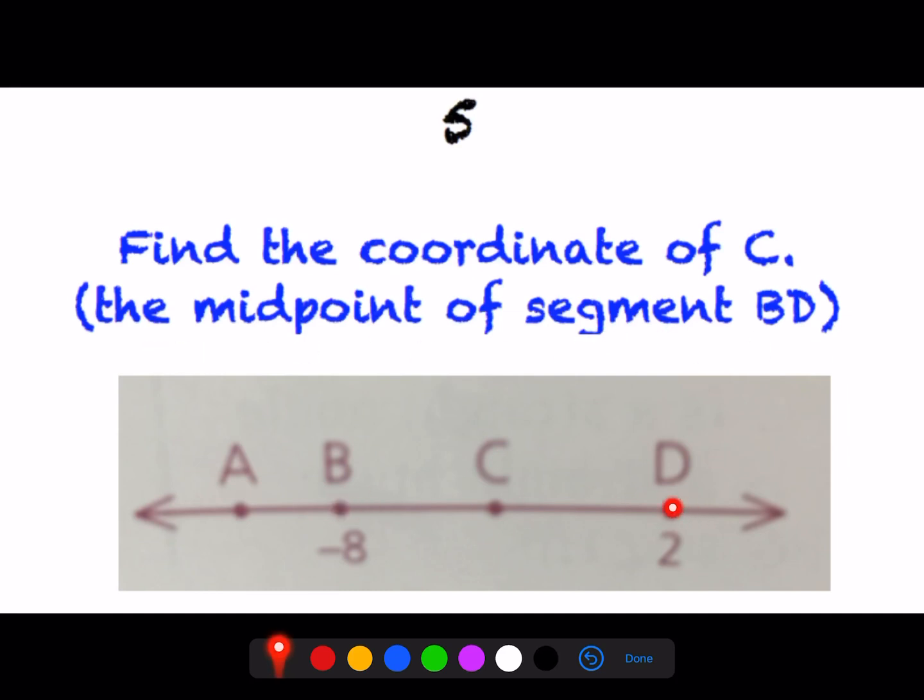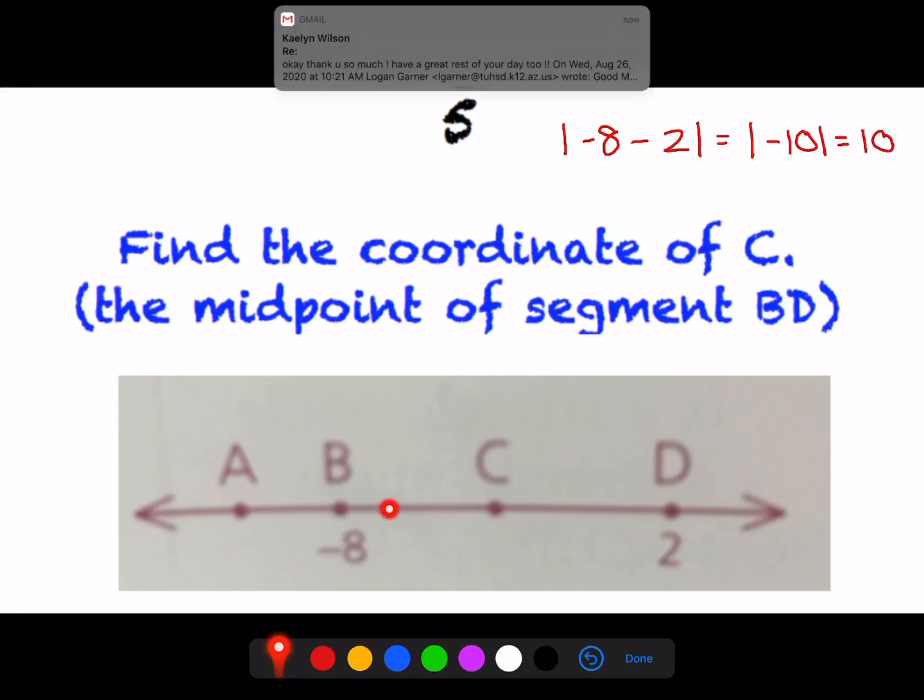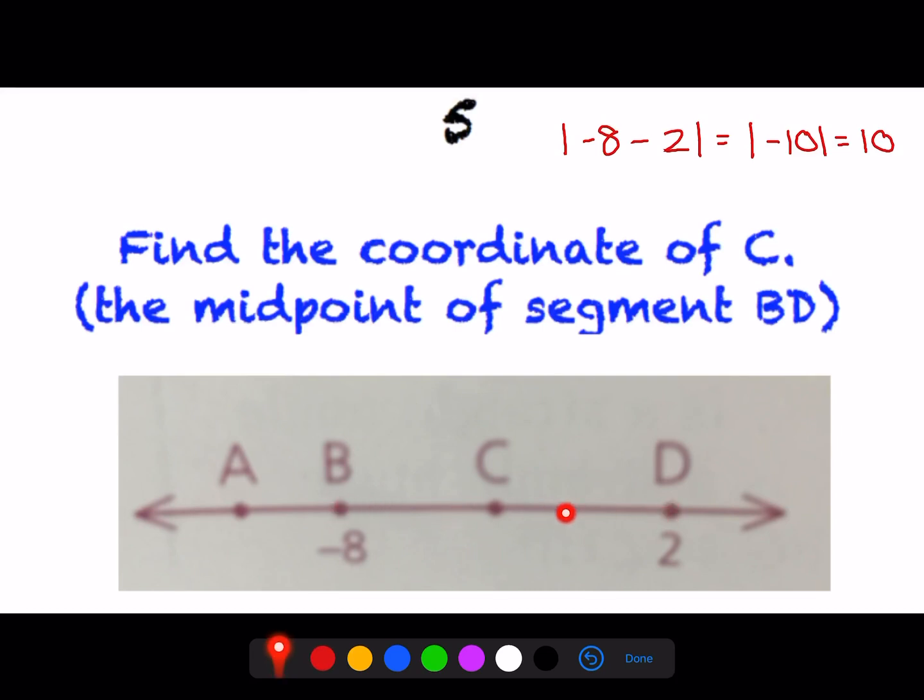So the first thing I need to do is find the distance from point B to point D. Now I can just start counting and be like, okay, -7, -6, -5, or I can take the absolute value of point B, which is -8, and subtract point D from it, 2. Now that will give me the absolute value of -10. Now the reason I have these absolute values here is because it doesn't make sense to have a negative distance. I can't have a negative distance, only a positive distance. So therefore, the absolute values make sure that I keep my value positive.